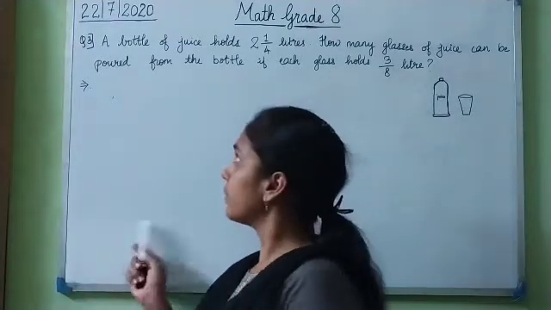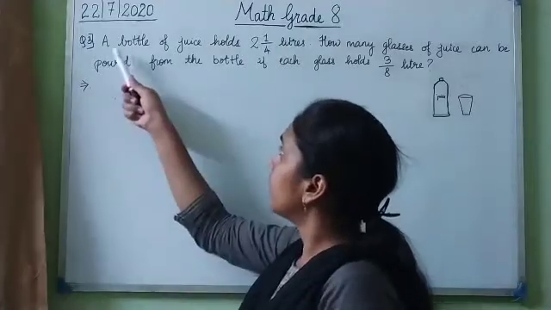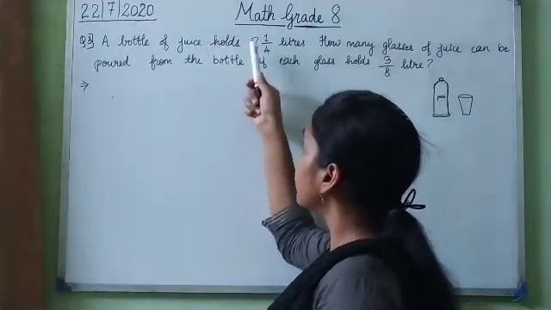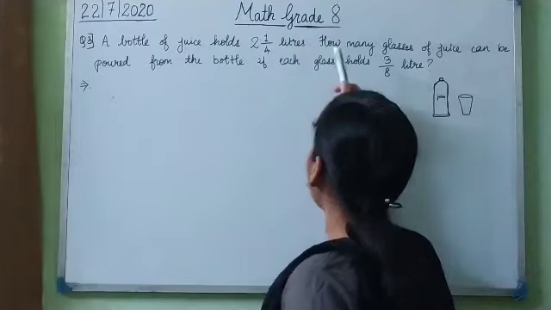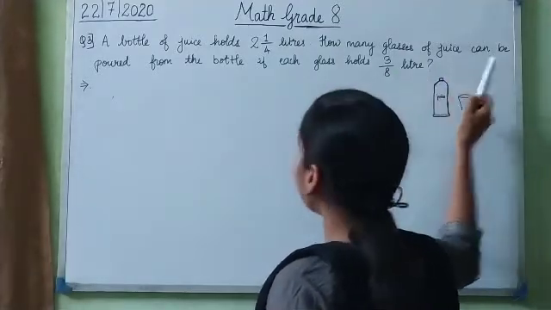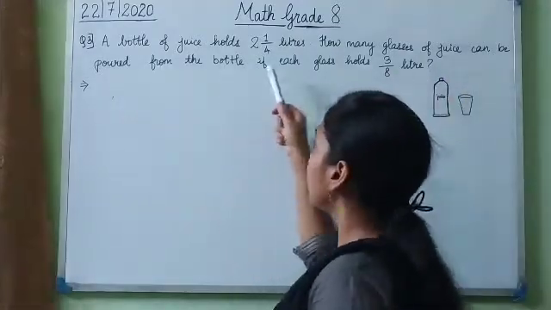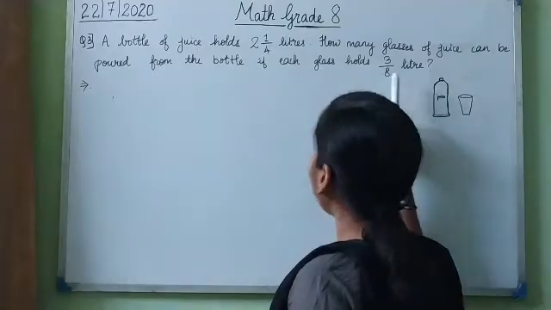Now we go to the third problem. The third problem is: a bottle of juice holds 2 1/4 liters. How many glasses of juice can be poured from the bottle if each glass holds 3/8 liter?